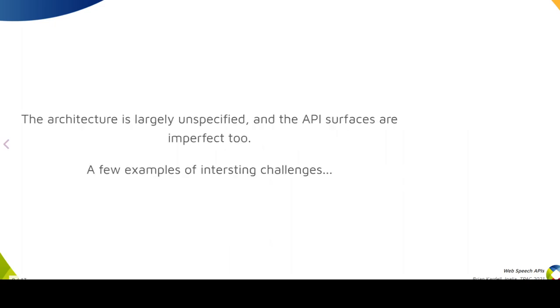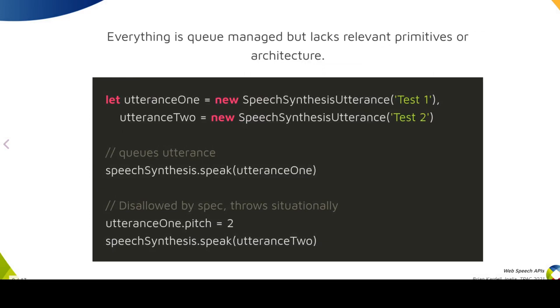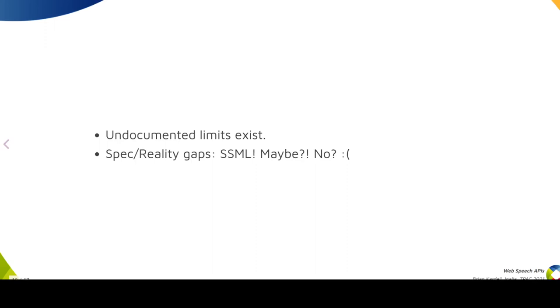So this creates some interesting challenges. Everything is queue managed, but there are no asynchronous concepts that we have today. And because of the lack of specification and coordination of a framework or architecture, there are things that are specified by the specification that are really not true and kind of can't be true. So for example, if you have two utterances and you ask for one to be spoken and then you change a parameter after you've enqueued it, the spec says that should throw, but in practice it's a really complicated answer to whether or not that will throw, and you can't know the answer. It's racy.